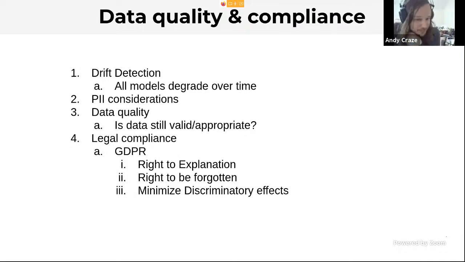Also, we need to minimize the discriminatory effects. And in practice, we don't want to discriminate, but it's really easy to perpetuate harm, even if that wasn't your intent. There are a lot of things that can happen once you put a model into production that you had no clue about or didn't even intend. So looking at those three things, when we're retraining our models continuously and deploying them out to the world, how do we make sure that we're compliant?